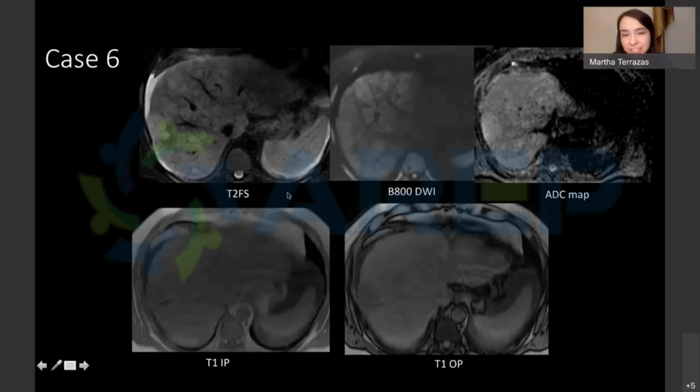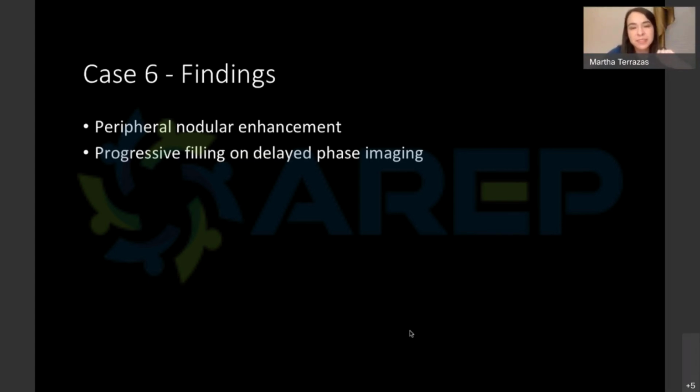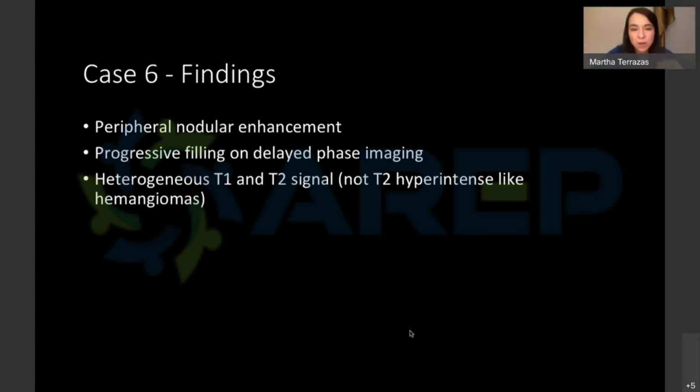We know that there is a solid enhancing liver lesion here. And then we have our in phase and our opposed phase, and there's just no drop on our opposed phase. There's no microscopic or intracellular fat to make us think this could be an adenoma, a weird atypical adenoma. So findings: peripheral nodular enhancement, progressive filling on late phase imaging. That's what a hemangioma does, right? But heterogeneous T1 and T2 signal. It's not T2 hyperintense like we want our hemangiomas. So now we have to expand our differential.